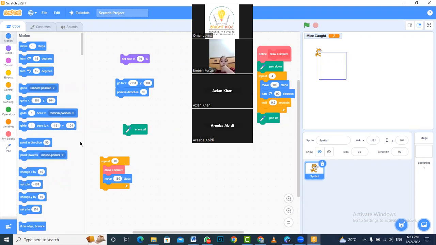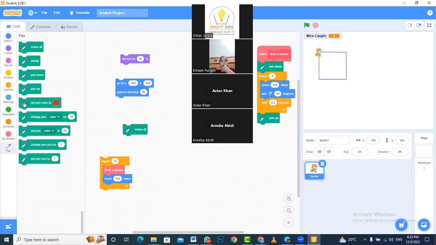And also, I would say change pen color by 30 after it draws. So instead of making these big squares, I'm going to make small squares. So I would say make a square that is 50 steps. And similarly, I'm going to change it to 70.